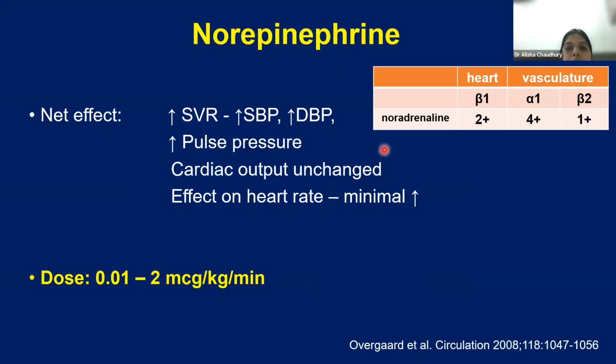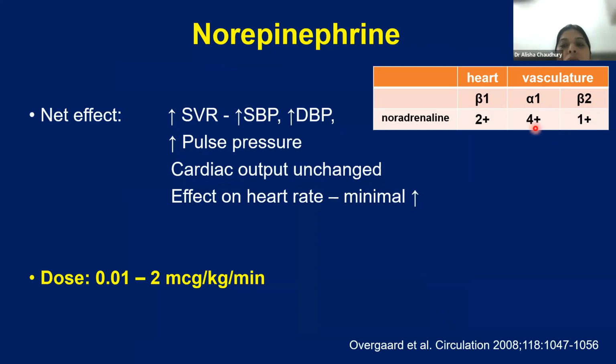noradrenaline. So noradrenaline, if you look at here, the beta 1 action is only 2+. Look at the alpha 1 action of noradrenaline, which we use commonly in the ICU. It is so pronounced, almost 4+. Beta 1 action is just 2+, and beta 2 is 1+. So as we discussed, alpha 1 is in the blood vessels.